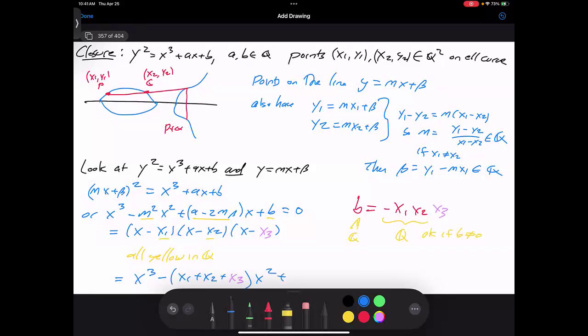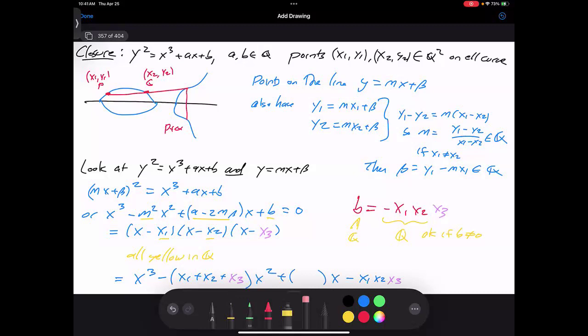x squared plus something x minus x1, x2, x3. I claim one of these terms is much easier to look at than the others. Which term do we want to look at to show that x3 is rational? The x cubed term, the x squared term, the x term, or the constant term? What do you think? The x squared.